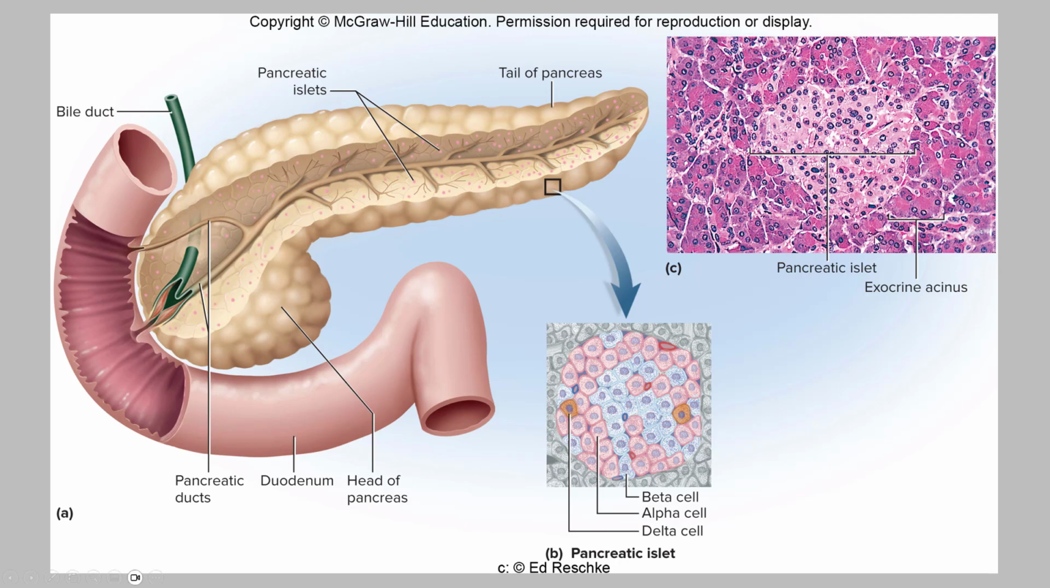Most of the pancreas, something around 80 or 90%, is this darker staining area. These are called acini cells, and they are the exocrine part of the pancreas. The way acini cells work is they produce different digestive enzymes.